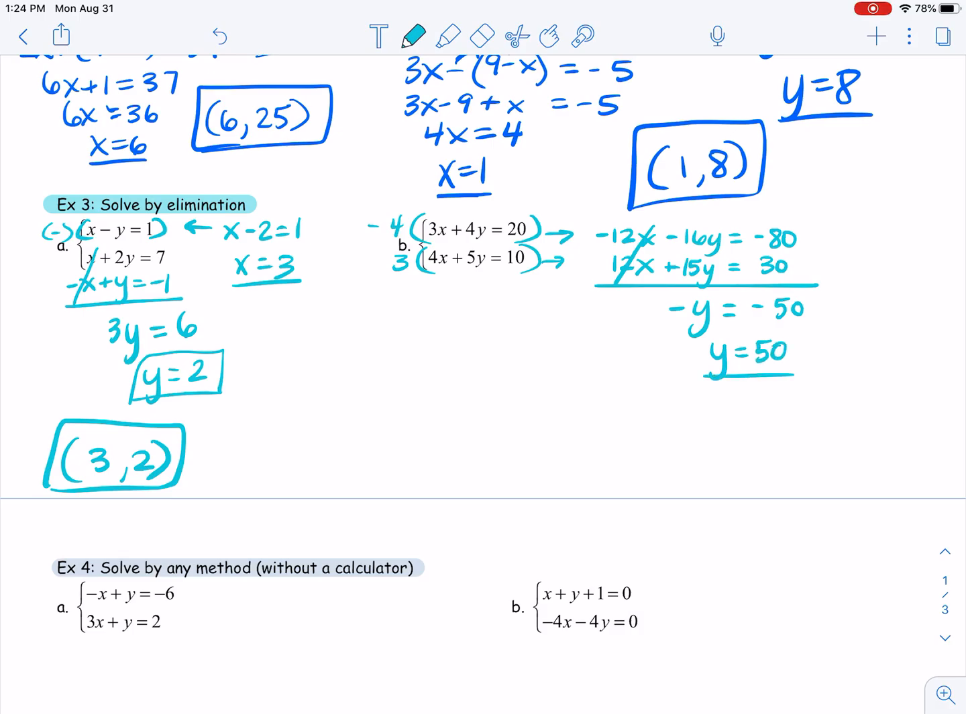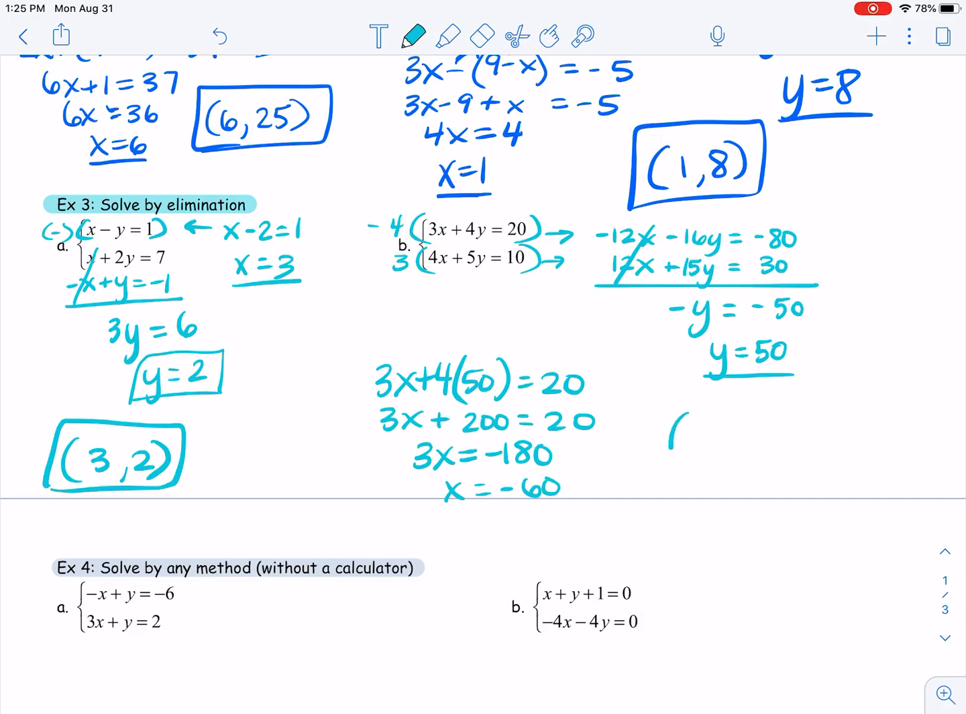Awesome. I still need to find my x value. I'm going to take that y and plug it into either one of my original equations. It doesn't matter which one. So let's say I plug it into the 3x plus 4 times 50 equals 20. So that would be 3x plus 4 times 50, which would be 200, equals 20. That means 3x equals negative 180, which means x equals negative 60. And so then my solution is negative 60, 50.